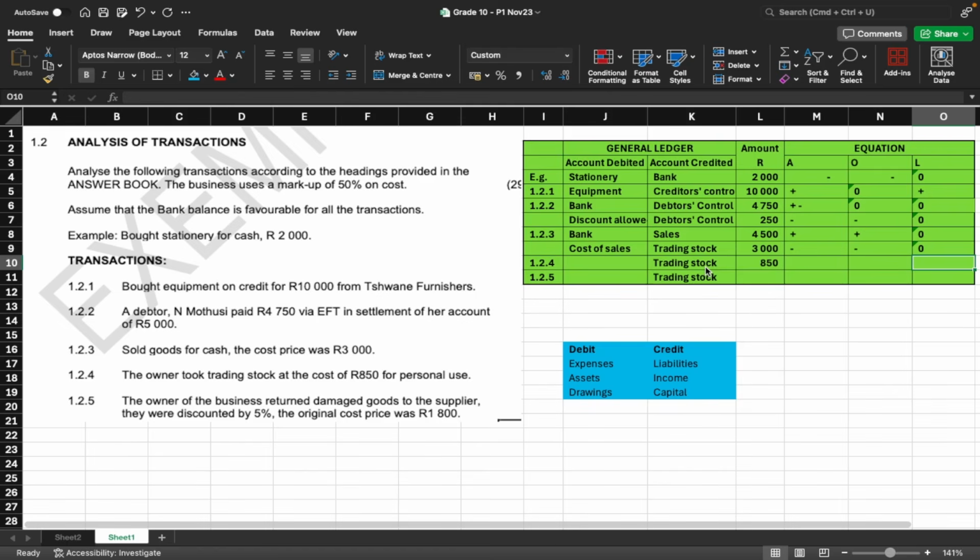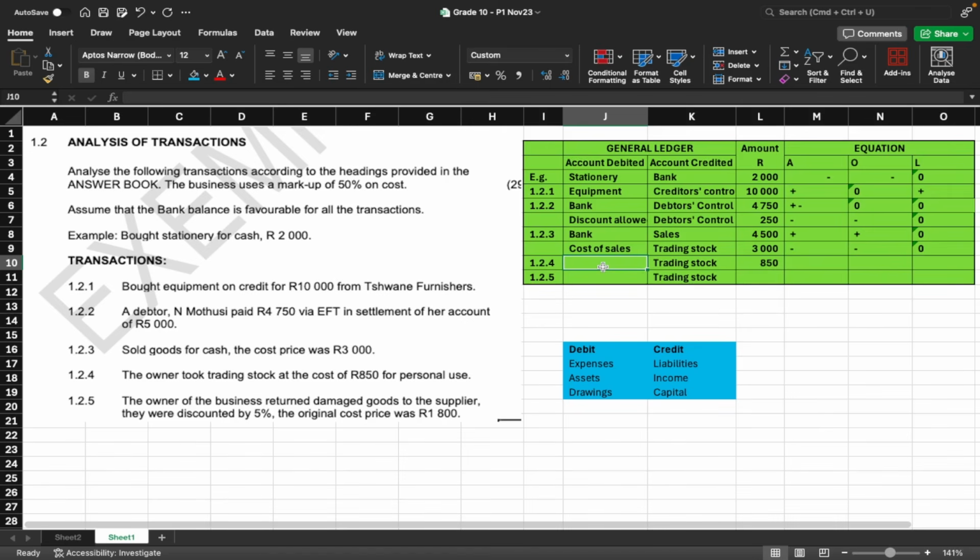1.2.4, the owner took trading stock at the cost of 850 Rand for personal use. Now already, if someone has taken trading stock or I've sold it, if it's left my premises, I know I have to credit my trading stock, and you can see it's already credited here. Okay, trading stock credit. And then what do we debit? We debit what is called drawings. Whenever the owner takes anything from the business for his personal use, and they will always give you those words, personal use or the owner took something, you know that drawings is involved.